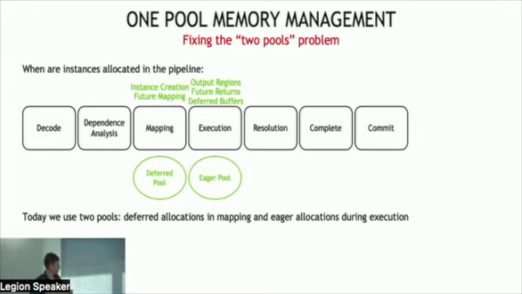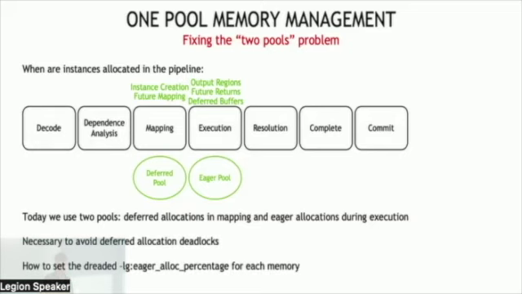And the other pool that we have is the eager execution pool, which is for making output regions and future return values and deferred buffers and stuff like that. And this is a little unfortunate, but it's necessary to have these two separate pools of memory, because if you don't, you can actually get deferred allocation deadlocks. I'm not going to go into the details about how you can get those deadlocks. I'm happy to talk about it offline. Just know that there is a case where you can get deadlocks if you don't have these two separate pools today.